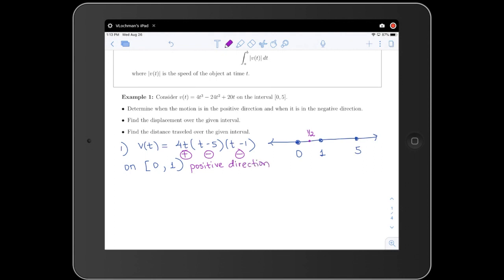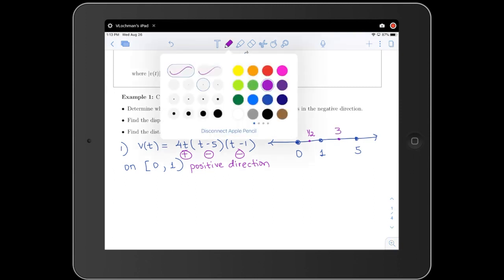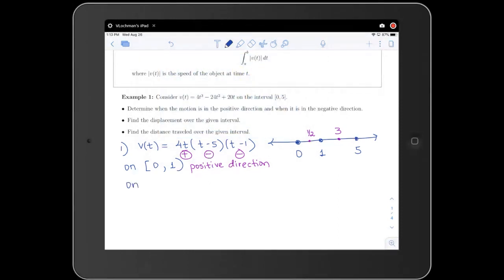Okay, similarly, you can pick any point in the other interval. So let's say 3. Okay, so on the interval, not including that 1, from 1 to 5. Okay, let's see, if we plug in 3, we get first term positive, second term positive, and the third is negative, and the other one is positive. So we get negative direction.